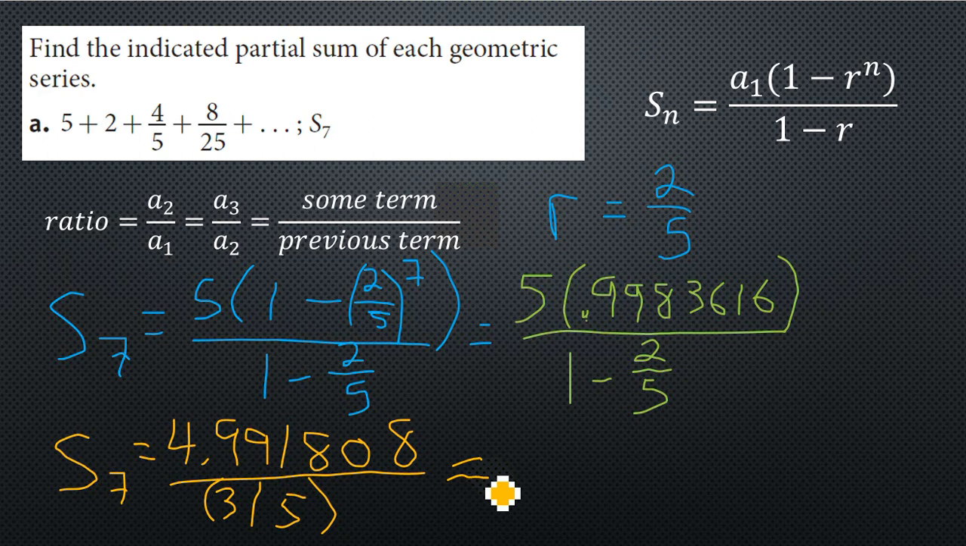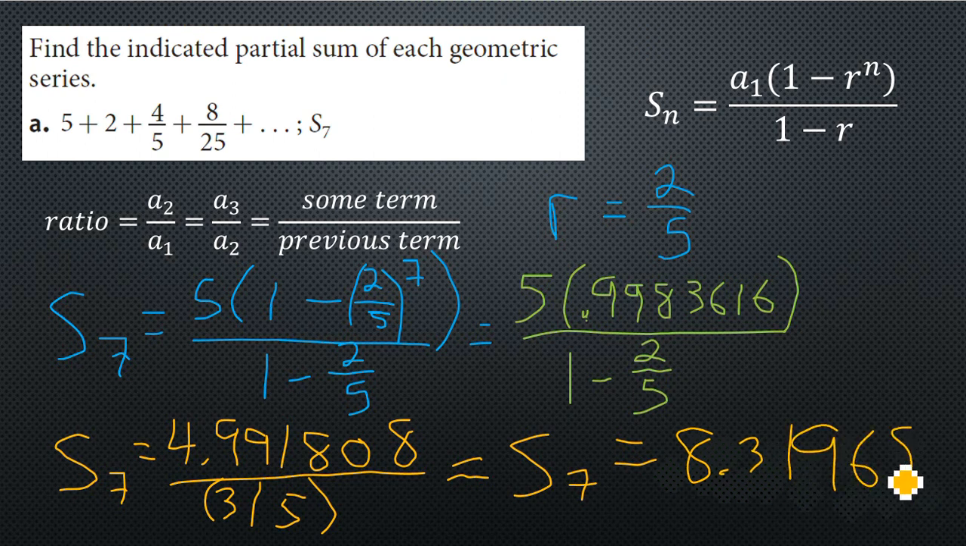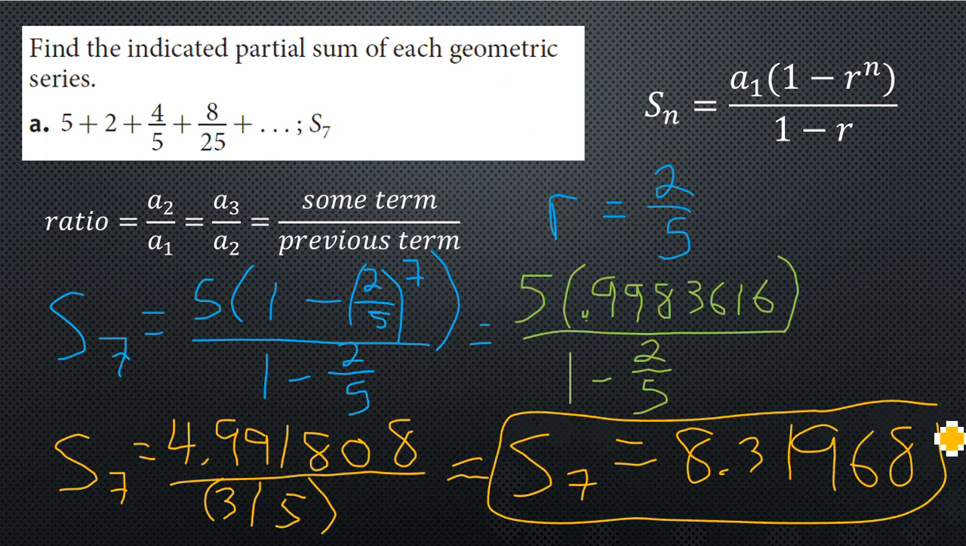So the sum S7 equals 8.31968. And you could just kind of try some practice out until you get a little bit better with the calculator tricks there. Like I said, it's not a hard formula to use. The fractions do kind of throw a little monkey wrench in there, but you'll be fine. Just practice that.